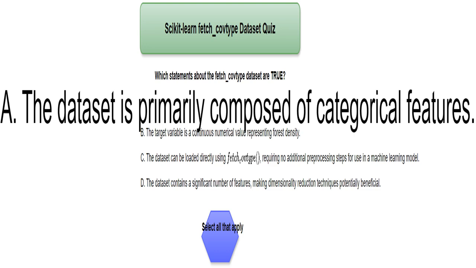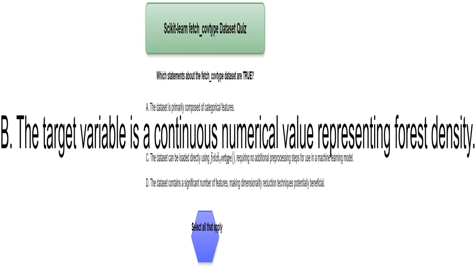fetch_covtype dataset. This claims that the outcome I'm trying to predict, the target variable, is a continuous number indicating how dense the forest is. I need to find out if the target variable in fetch_covtype actually represents forest density. This statement says I can directly use the data after loading it without any changes. I should check this. Data often needs preparation, pre-processing, before model training.